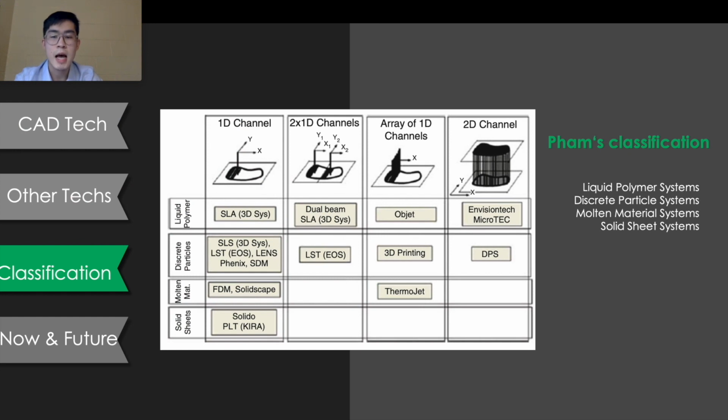An excellent and comprehensive classification method is described by Fong, which uses a two-dimensional classification method as shown in this picture. The first dimension relates to the method by which the layers are constructed. In another dimension, Fong uses four separate material classifications: liquid polymer, discrete particles, melting material, and solid sheets. Let's talk about each of them some more.